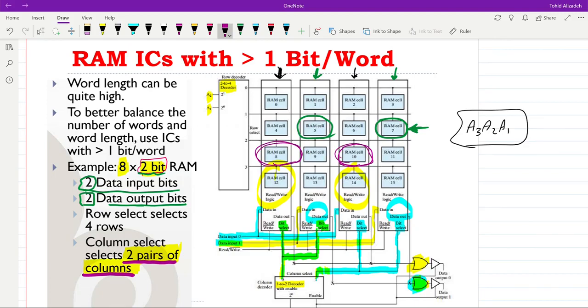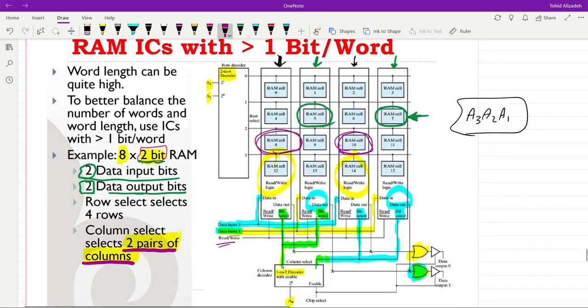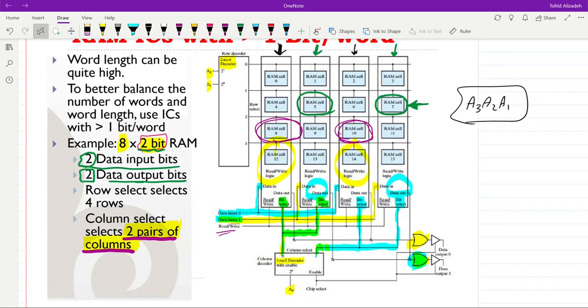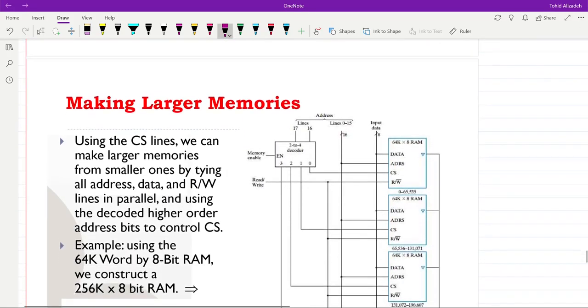And then depending on what we have for read write, we can write into the memory, or we can read the data from the memory. We just keep in mind that now the width of our words is equal to 2 bits. Okay, so 2 bits at a time, we will either read or we will write. So this is how we can expand the widths of our memory elements.